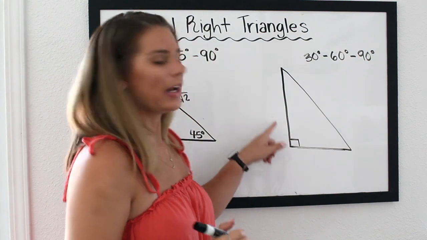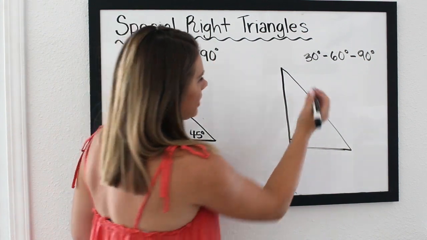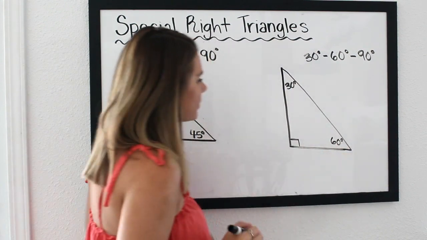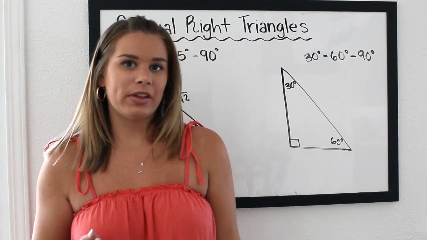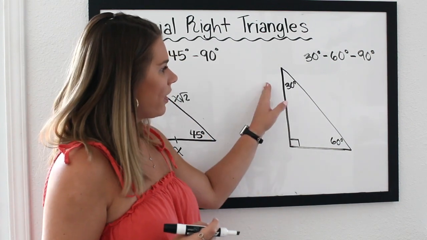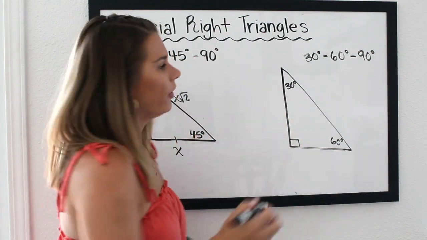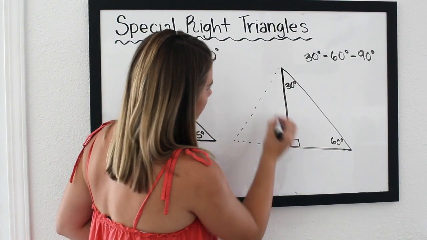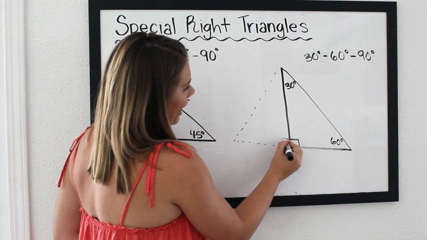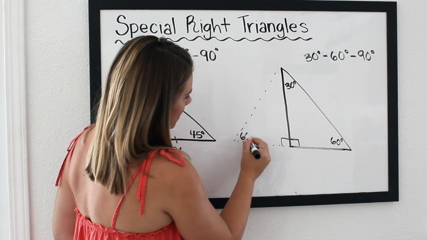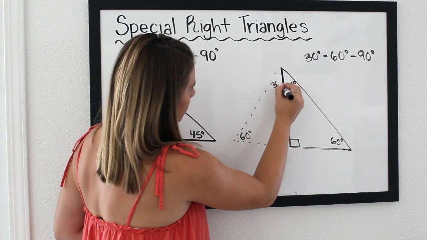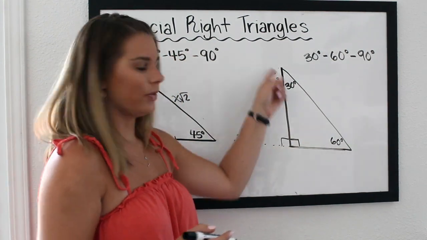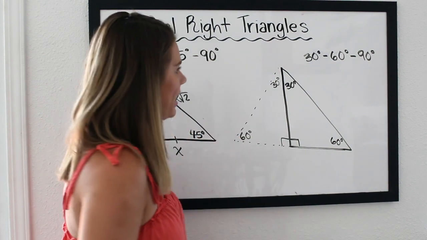So we have our 90-degree angle right here where that little square is. We could label this as 30, this as 60. We also have a rule for this one. So you can kind of think of this 30, 60, 90 triangle as half of an equilateral triangle. If it were half of an equilateral triangle, this would be 60 degrees. This would be 30 degrees. And basically, this equilateral triangle is just split in half.